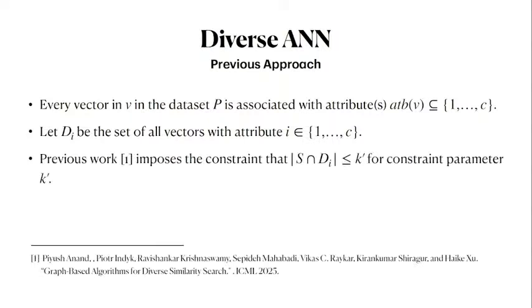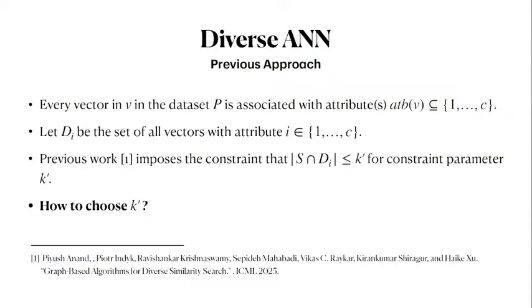What previous work was trying to do is restrict the number of vectors that you are allowed to pick in S from this particular set D_i. So you put a hard constraint of k' on the number of items you allow from this attribute. But the question is how to choose this k'. It's not clear a priori what a good k' is, or what sort of guarantees you can get by choosing different k'.